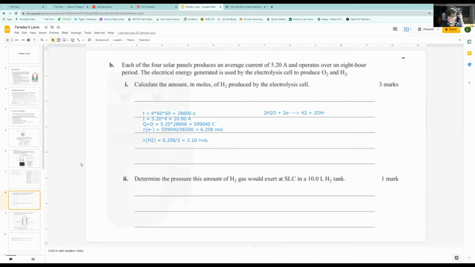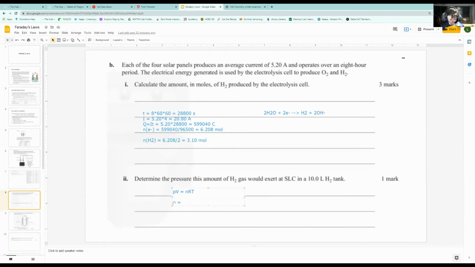All right. And we want to determine the pressure this amount of H2 gas would exert at SLC in a 10-liter tank there. So we should be able to use PV equals nRT. Now it is SLC, so we could find the volume it would take up. Let's just use this here though, because we're trying to find pressure. So we don't know pressure.